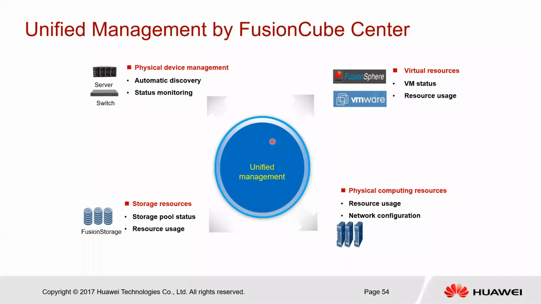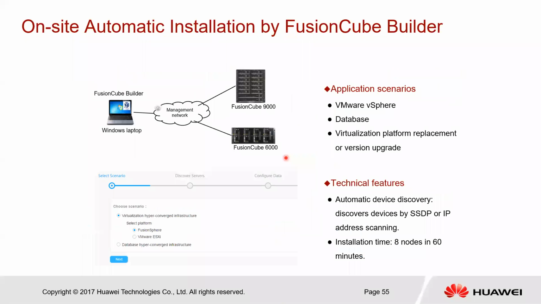Okay, I think time is passing very fast, so I'm just quickly finishing this part, and then we can move to the question and answer session. Unified management system, we already touched upon this point. We have multiple layers: the virtualization layer, the hardware layer, the fusion storage software layer, and the physical resources layer. All this can be managed and monitored from a central location by using the FusionCube Center.